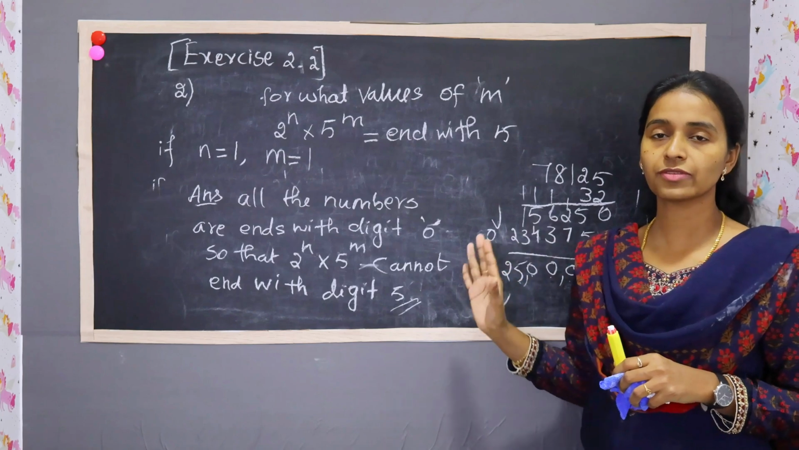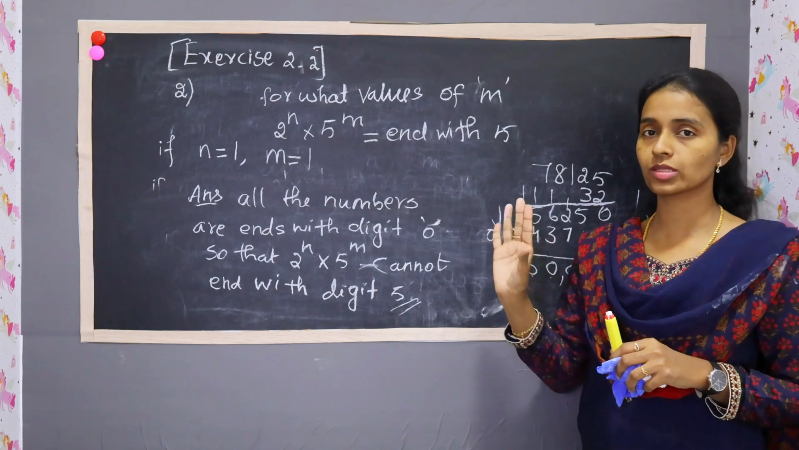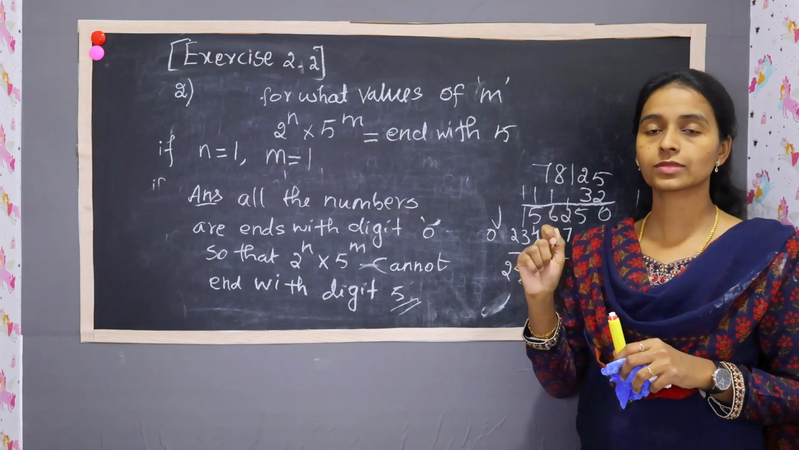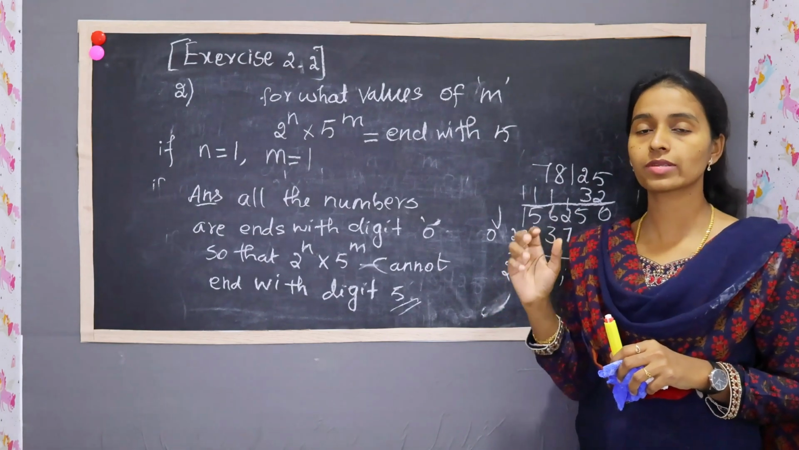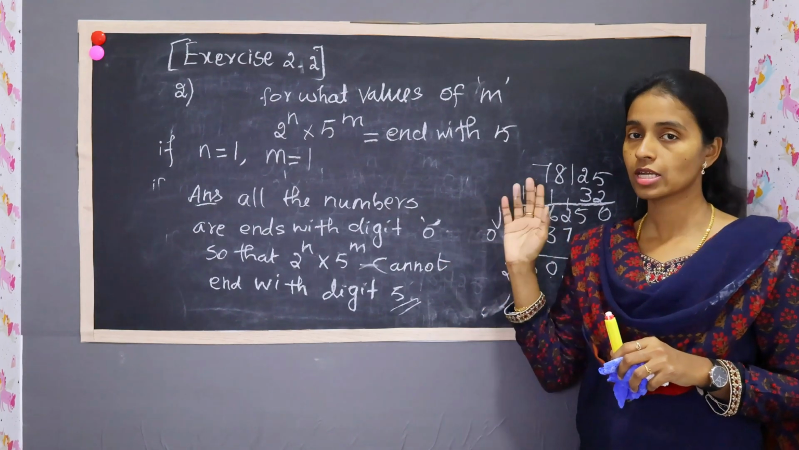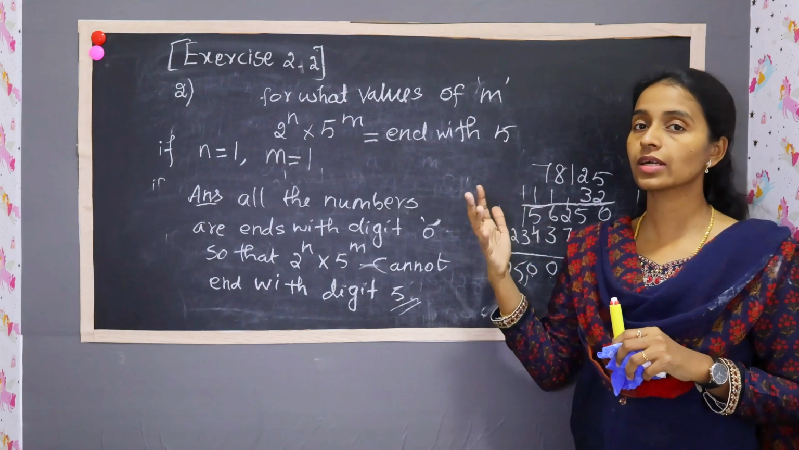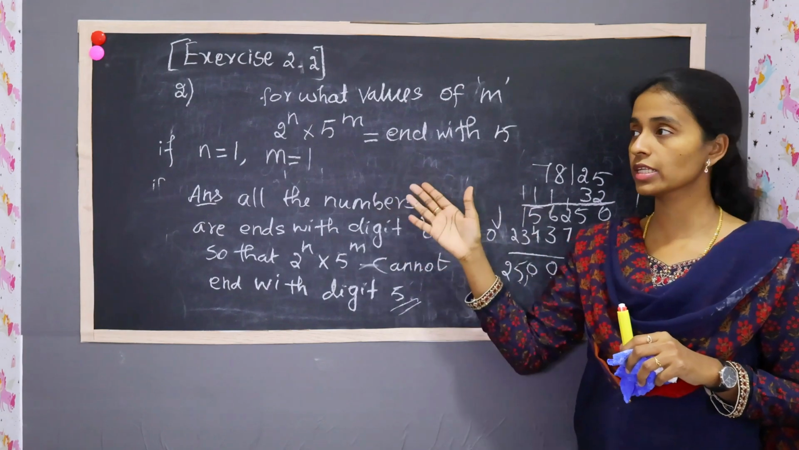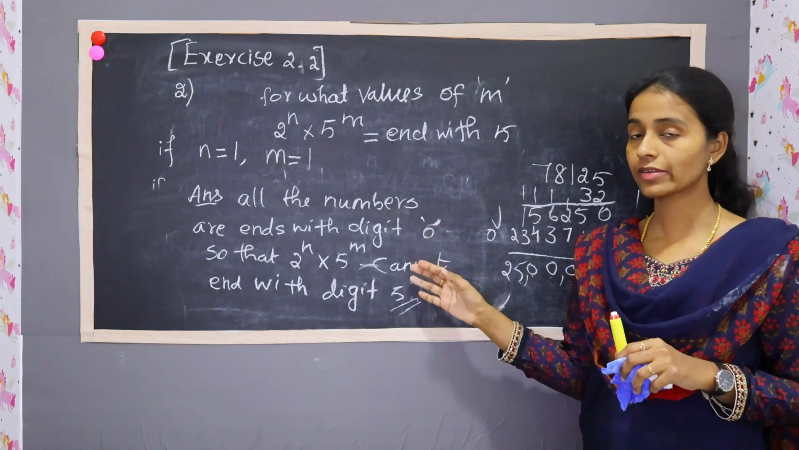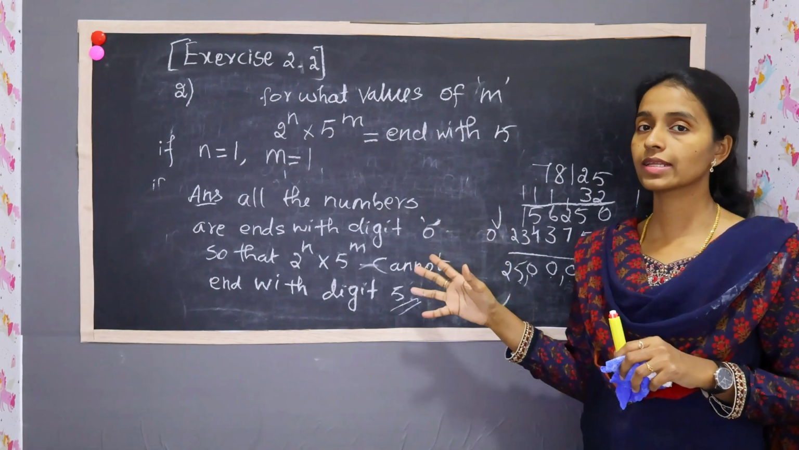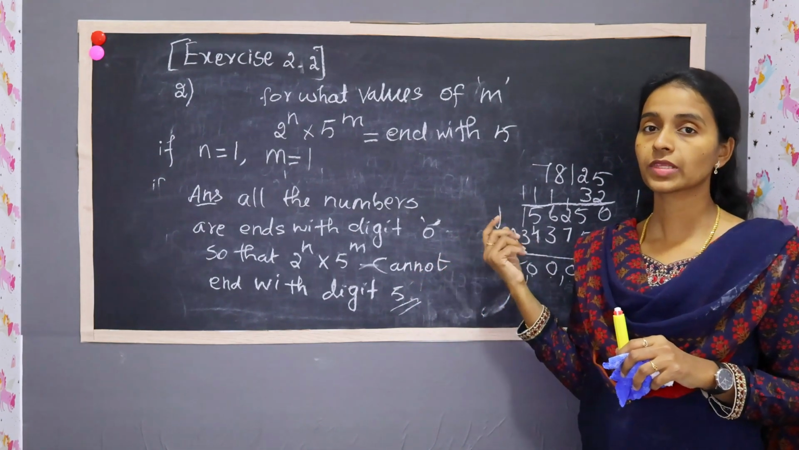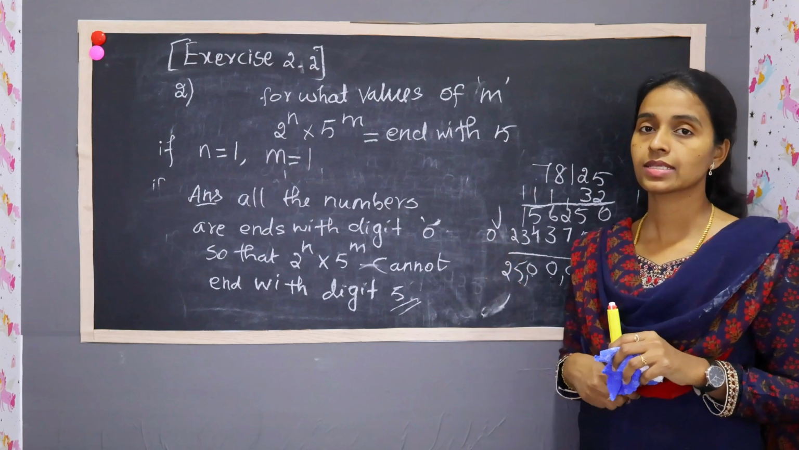This is very simple. For this problem, you have to know the concept of natural numbers. What is a natural number? Natural numbers start from 1, 2, 3 and go on. You are just applying any values for m and n, you'll be getting some answer, and check whether it's ending with 0 or not. Accordingly, you can write the answer. It's very simple. Practice it and it will be easy.